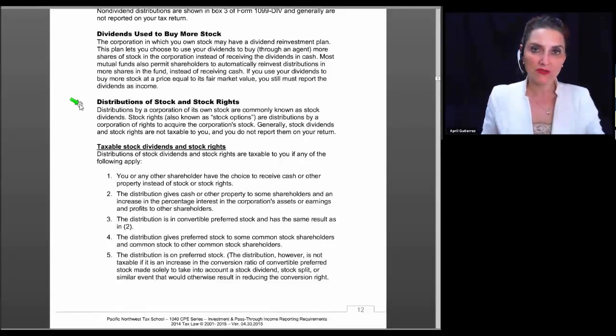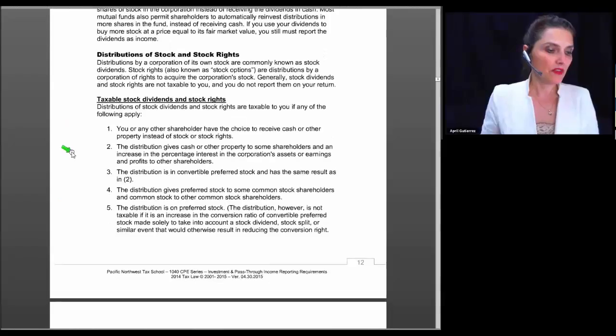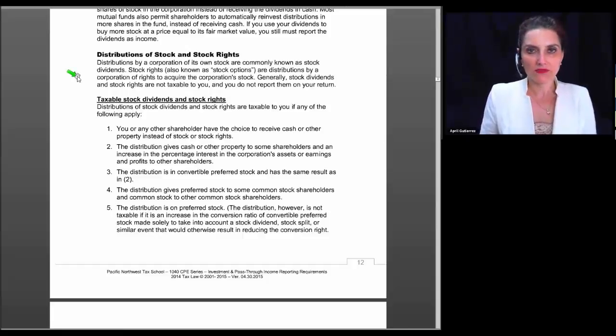You do have to watch out for those dividends and make sure that any reinvestments are included in income, but also that the cost is properly tracked. There's some more information in here about distributions of stocks and stock rights. Typically, if you are given a right to purchase stock at its fair market value, that's not going to be income to you. But if you are given a right to purchase stock at less than its fair market value, there can be income to you.